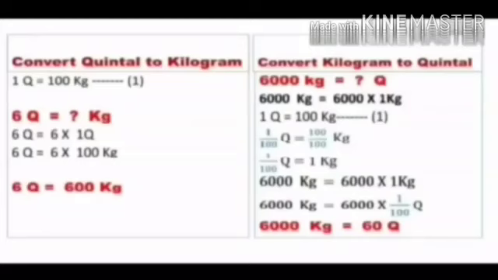Suppose we have a question, how many quintal in 6000 kilogram? We can solve it. We write 6000 kilogram as 6000 times 1 kilogram. In the place of 1 kilogram, we can write 1 over 100 quintal. So we can write 6000 kilogram is equal to 6000 times 1 over 100 quintal. Two zeros get cancelled. We have 6000 kilogram is equal to 60 quintal.